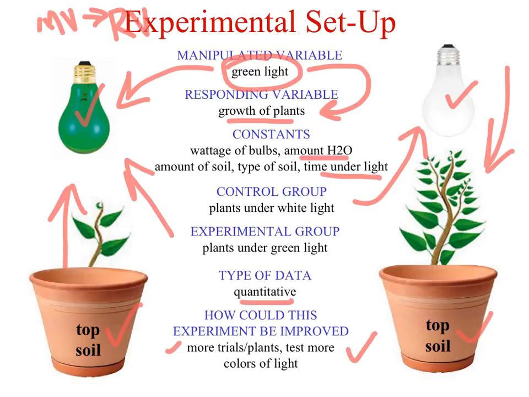How could I improve this? I would have more trials, more plants for sure. You couldn't do this with just one plant in each pot. That's not enough test subjects. You need a lot of test subjects in any experiment or a lot of trials. You also, just out of curiosity, might test more colors of light other than green to see if other colors worked as well. So this is a quick lesson on the scientific method and mostly on parts of the experiment.